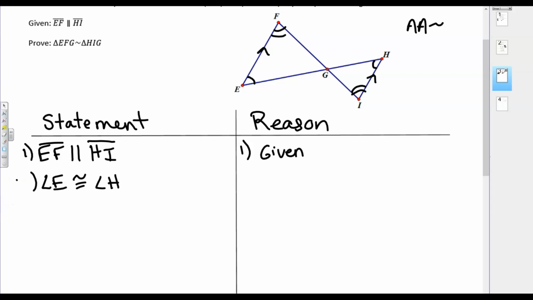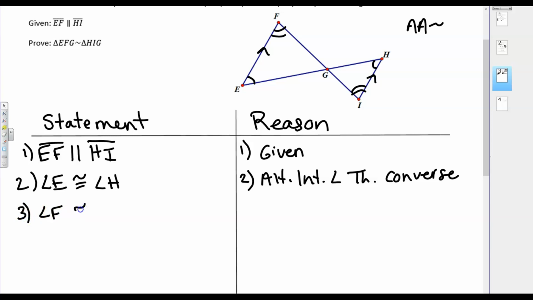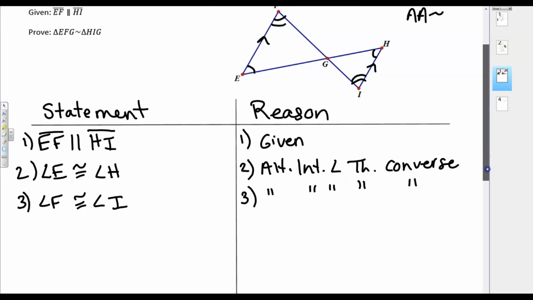Let's try this again. Step 2, angle E is congruent to angle H, and my reason is the alternate interior angle theorem converse, because we've got parallel lines and a transversal. Step 3, I can do angle F is congruent to angle I, and my reason is the exact same reason as before. So I'm going to use my little quotation marks for each word to show that I'm quoting the previous line: the alternate interior angle theorem converse.